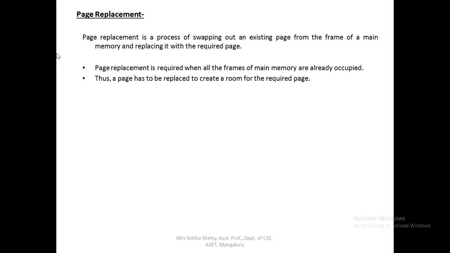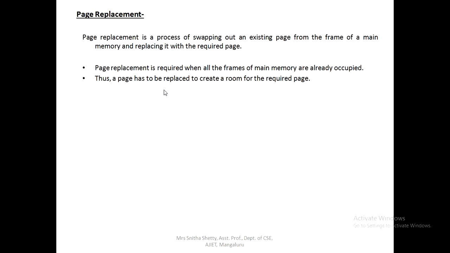So the definition is: page replacement is a process of swapping out an existing page from the frame of main memory and replacing it with the required page. Page replacement is required when all the frames of main memory are already occupied. Thus a page has to be replaced to create room for the required page. That means there is no space for the new page to be placed, so an existing page has to be replaced so that the data required by the processor at present can be placed in main memory.